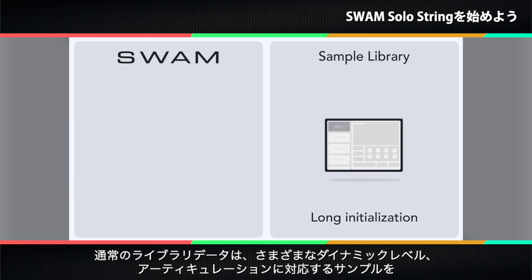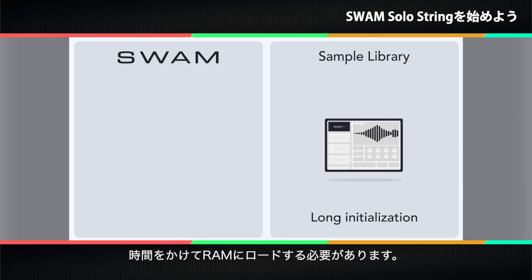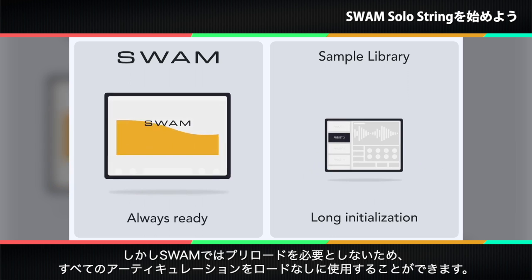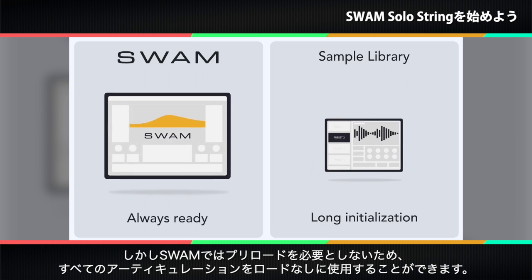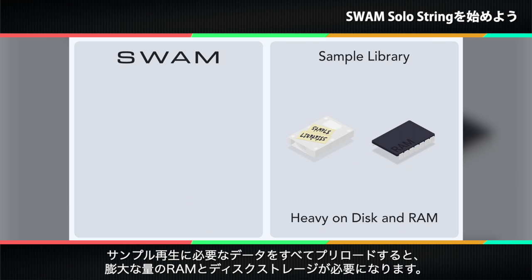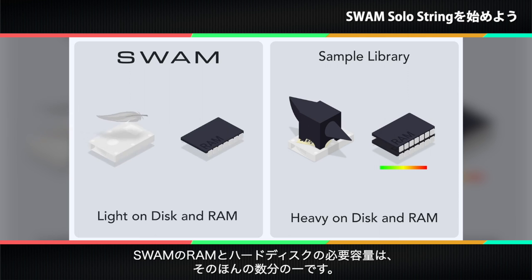Long load times are a problem again when you select a preset for a sample instrument because initializing the preset requires loading all of its samples for the different articulations at various dynamic levels into RAM. SWAM does not require any preloading to put all of an instrument's articulations at your fingertips right away. Preloading all those samples for a preset of a sample instrument demands a huge amount of RAM as well as disk storage. SWAM's RAM and hard disk footprints are only a fraction the size.